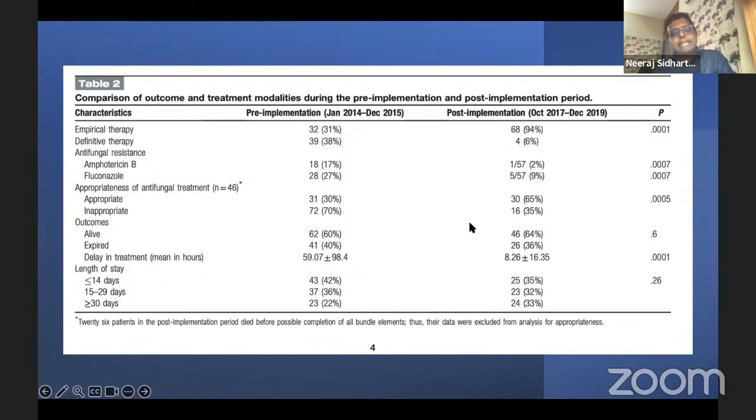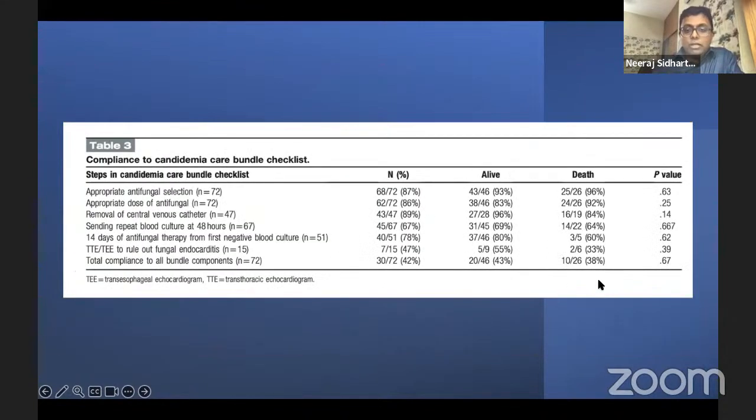We also looked particularly at the delay in treatment: right after blood culture positivity, when do you actually start appropriate treatment? That was significantly cut down in the post-implementation phase. So this is what we tried to look at between the different bundle elements of candidemia, in percentage, in patients who were alive and who had died.